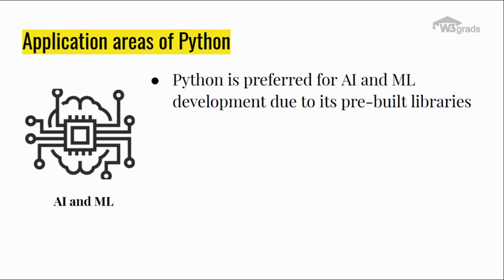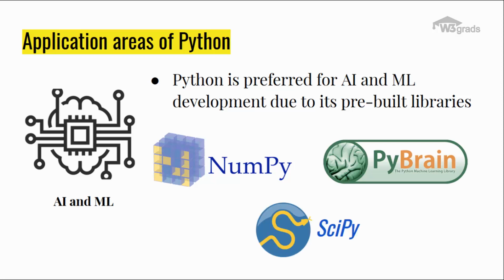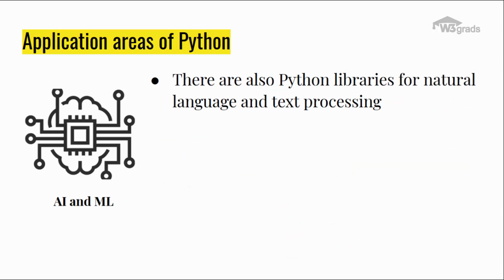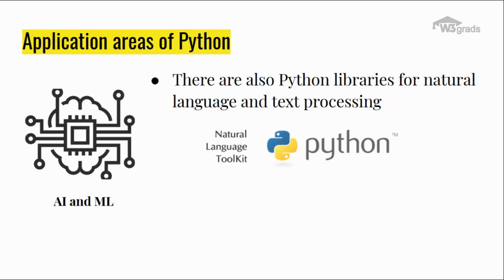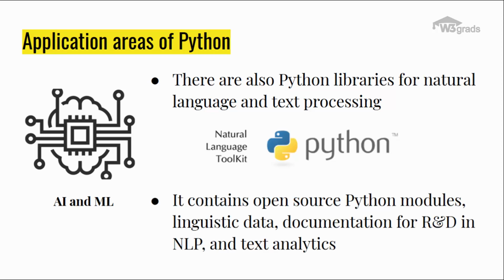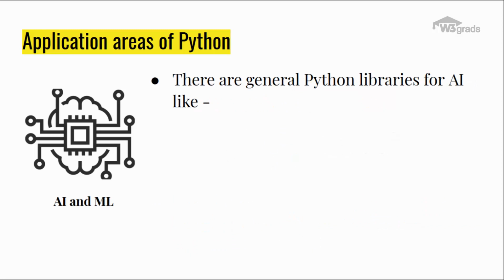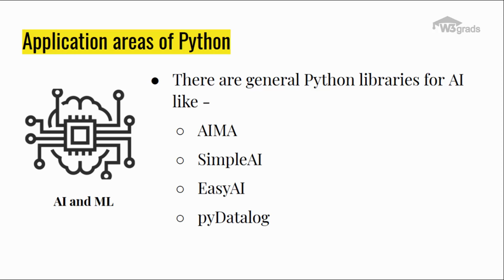Python's pre-built libraries are the reason why it is preferred for AI and machine learning development. NumPy for scientific computation, PyBrain for machine learning tasks, and SciPy for technical and scientific computing are some of the Python libraries that make it a supportive technology for AI and machine learning development. Moreover, there are Python libraries for natural language and text processing. The Natural Language Toolkit (NLTK) contains open-source Python modules, linguistic data, and documentation for R&D in natural language processing and text analytics. In addition to this, there are some general Python libraries for artificial intelligence. AIMA, Simple AI, Easy AI, and PyDatalog are a few of them.